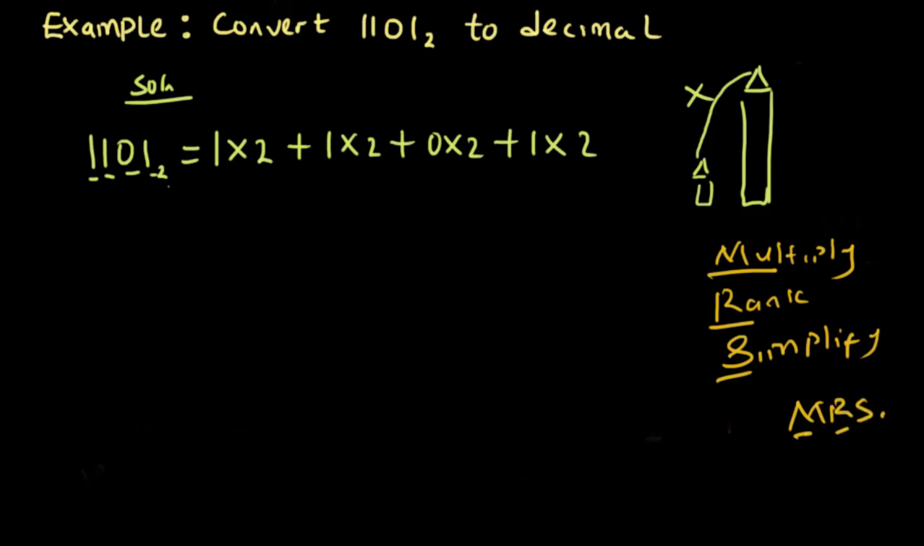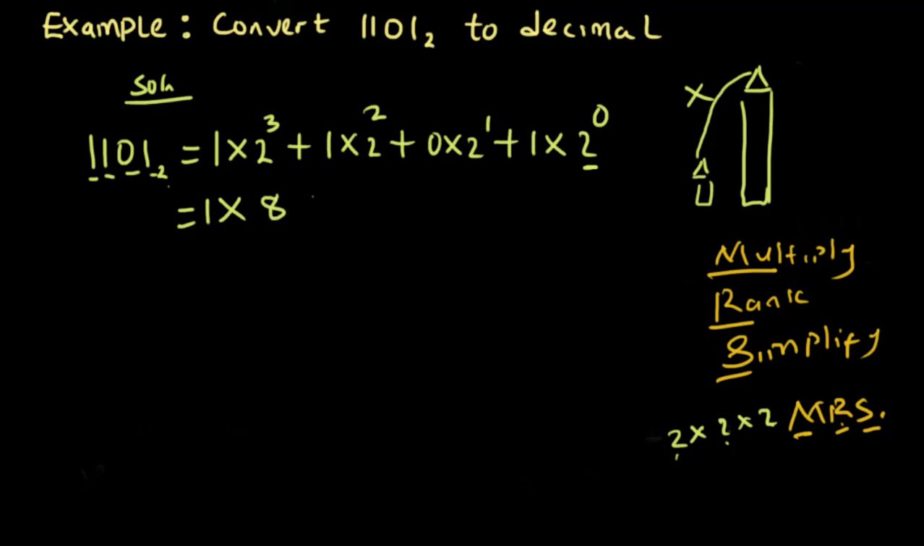Multiply, rank, and simplify. So let's rank. So we have 0, 1, 2, 3. Remember, I told you, you are ranking the base. So we have 1 times 2 raised to power 3, which is 2 times 2 times 2, not 2 times 3. 2 times 2 is 4. 4 times 2 is 8.